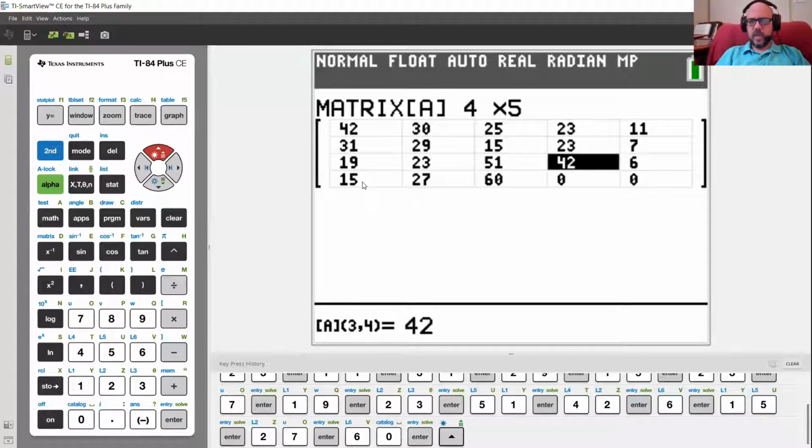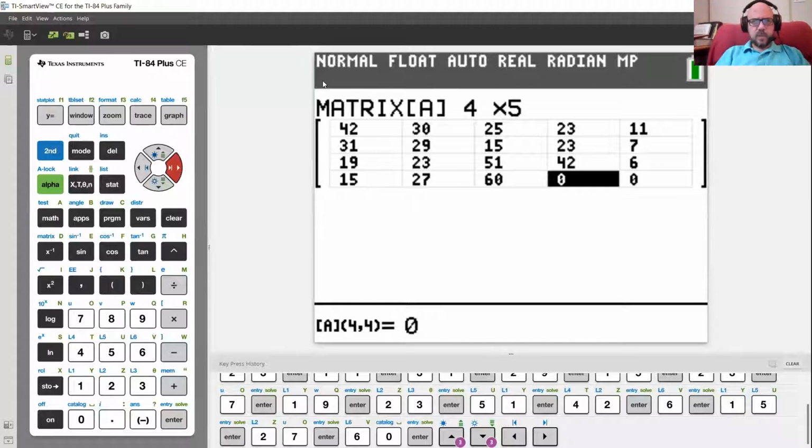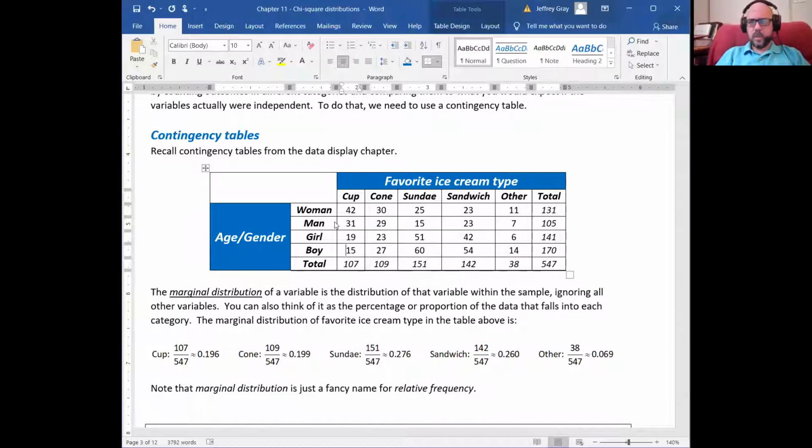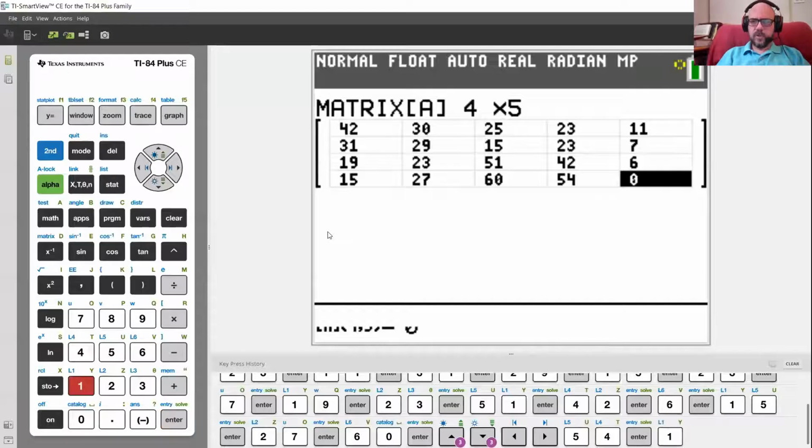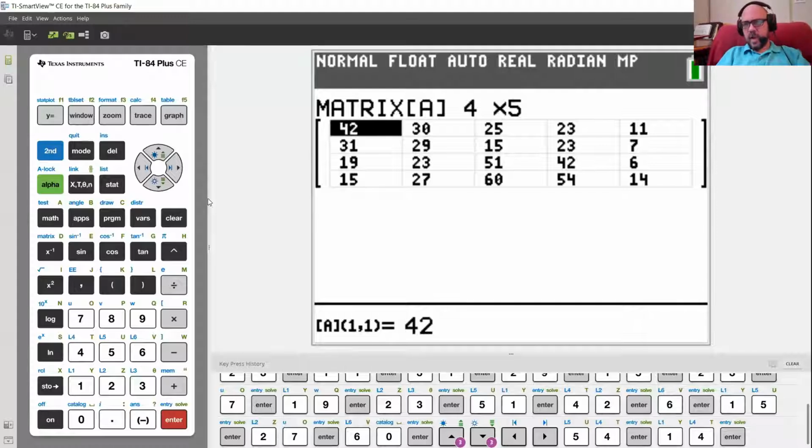You can also move around in your matrix with the arrow keys. I forgot what the last 2 numbers were. Let's go back and look. We've got 54, 14. 54, 14. Okay.